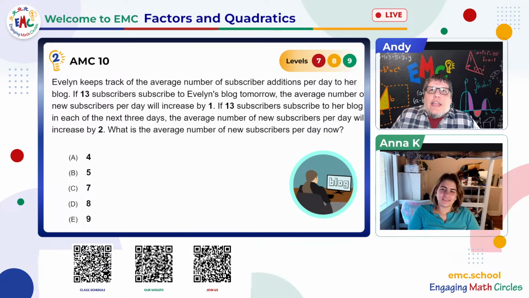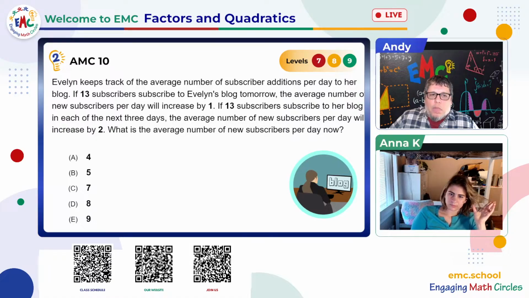Evelyn keeps track of the average number of subscriber additions per day to her blog. If 13 subscribers subscribe to Evelyn's blog tomorrow, the average number of new subscribers per day will increase by 1. If 13 subscribers subscribe to her blog in each of the next 3 days, the average number of new subscribers per day will increase by 2. What is the average number of new subscribers per day?